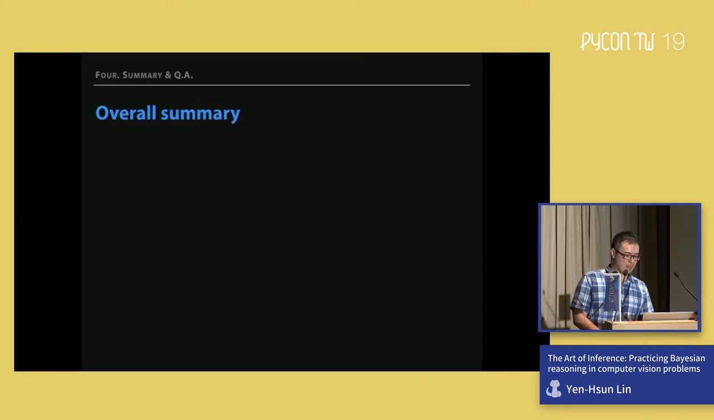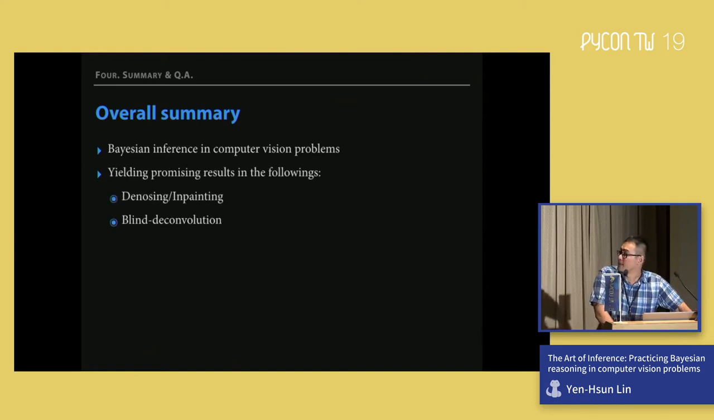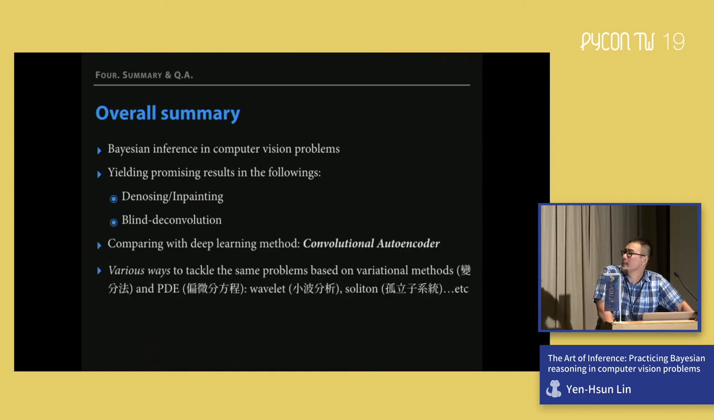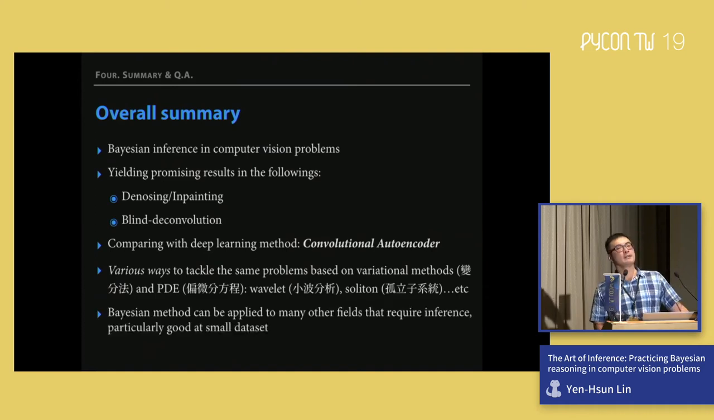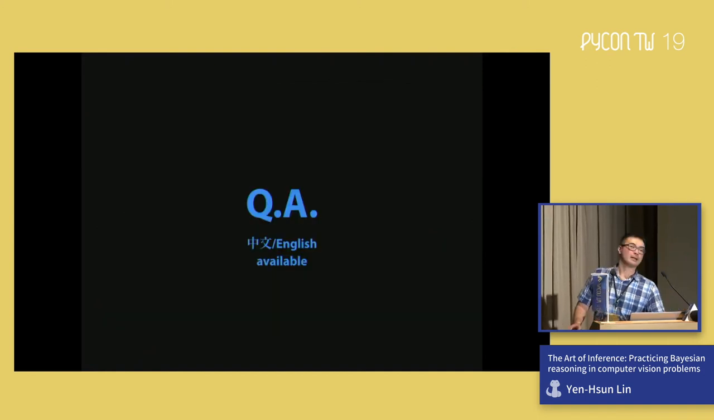Okay, so due to the time limit, let me conclude here. In this talk, Bayesian inference and its application in computer vision is briefly given with these three examples, and also compared with a CAE. There are plenty of ways to do that. Not only these two, you can do it with the partial differential equation method or variational method, as well as Bayesian inference, a general framework that can be applied to multiple domains, not only to computer vision problems. So I should stop my talk here, and if I have time, take some questions. Thank you.